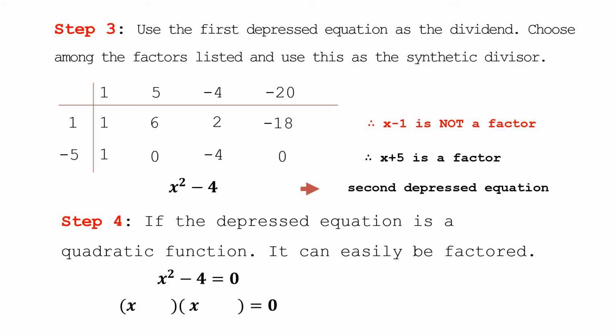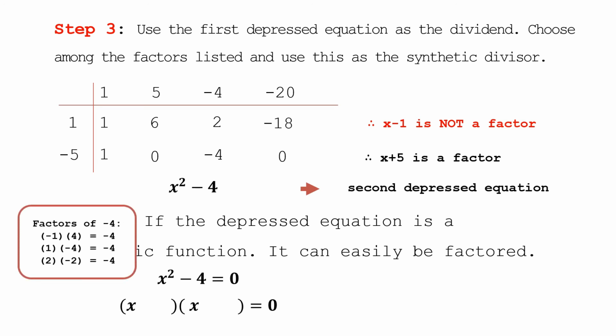And then next is we have to get the factors of negative 4. Take note that the middle term here is equal to 0. So that means we have to look for the factors of 4 that when you add will become 0. So here are the complete factors of negative 4. We have negative 1 times 4, 1 times negative 4, and then 2 times negative 2. There is only one factor pair that when you add will become 0, and that is 2 and then negative 2.